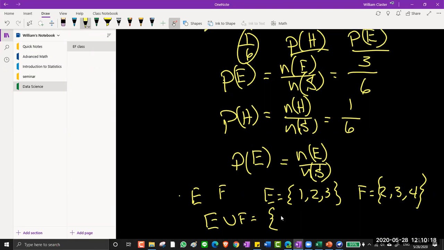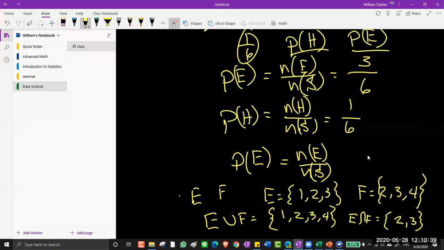2 and 3. No, E union, not intersect. 1, 2, 3, 4. That's right. And E intersect F is what? 2 and 3. Okay.